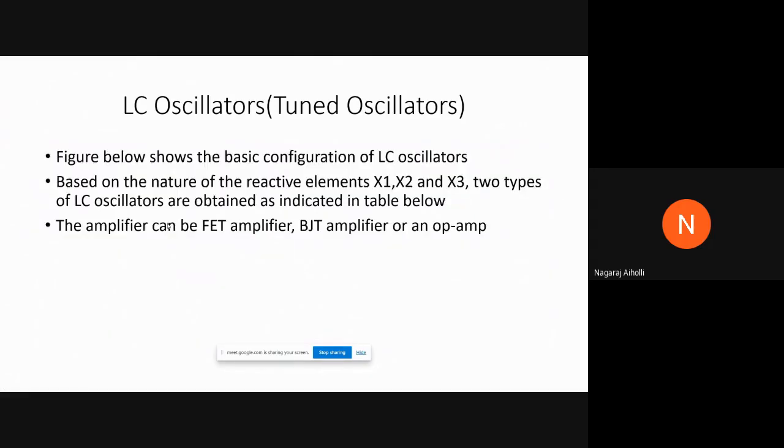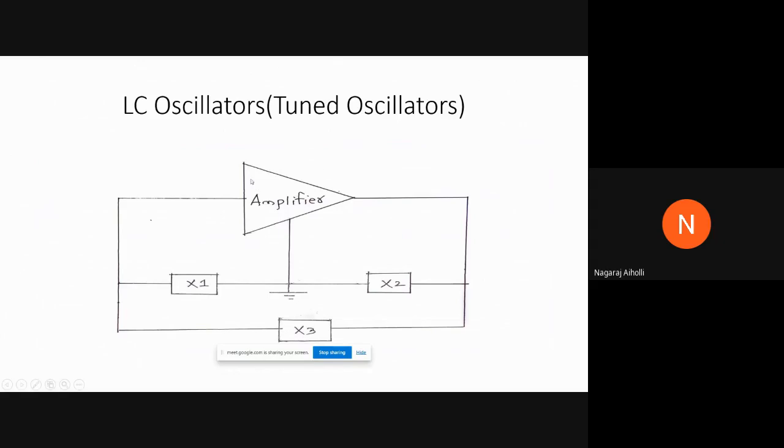The amplifier can be a FET, that is a field effect transistor, or a transistor, that is a BJT, or an operational amplifier can also be used as an amplifier. These are the various components that can be used as an amplifier. In short, it is called an op amp, or the operational amplifier.